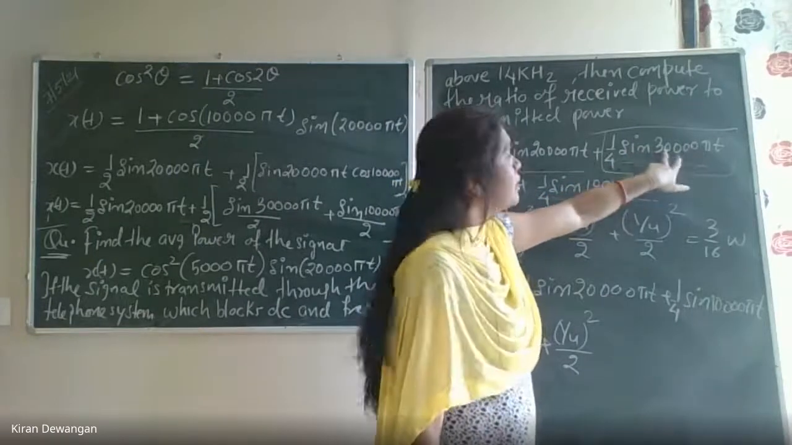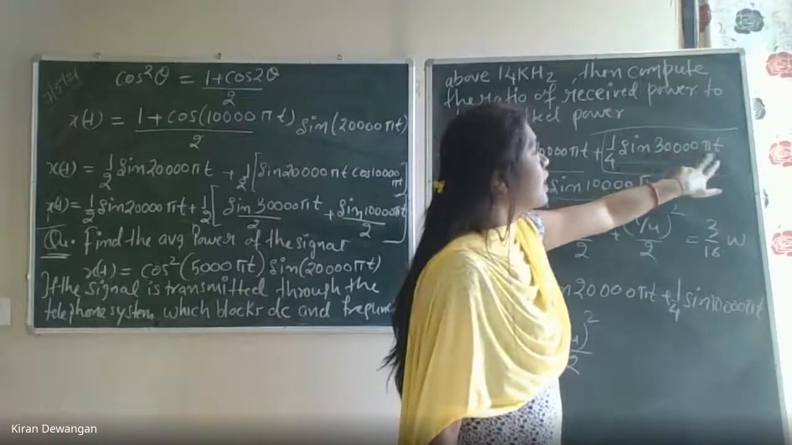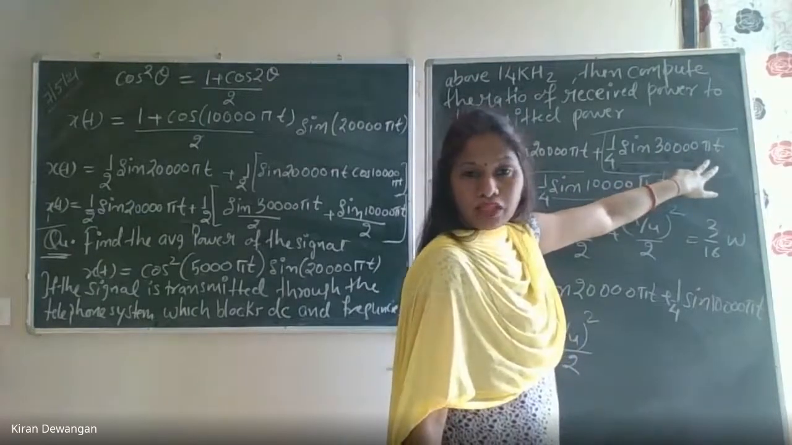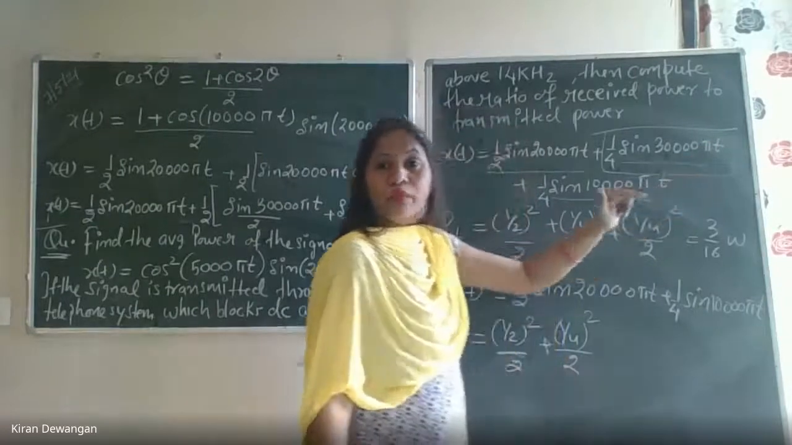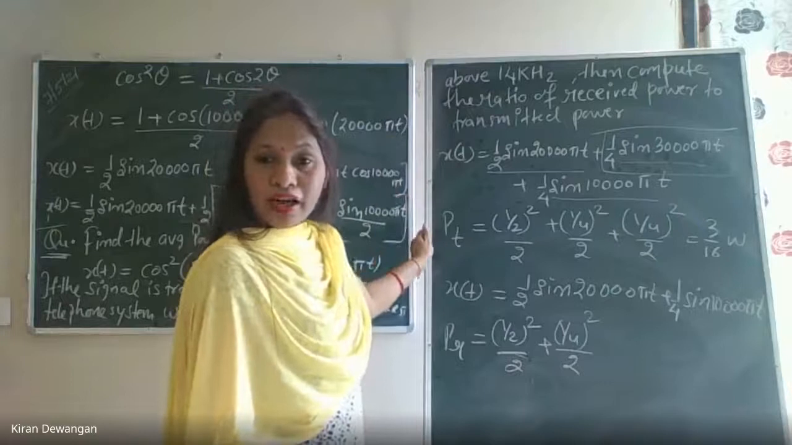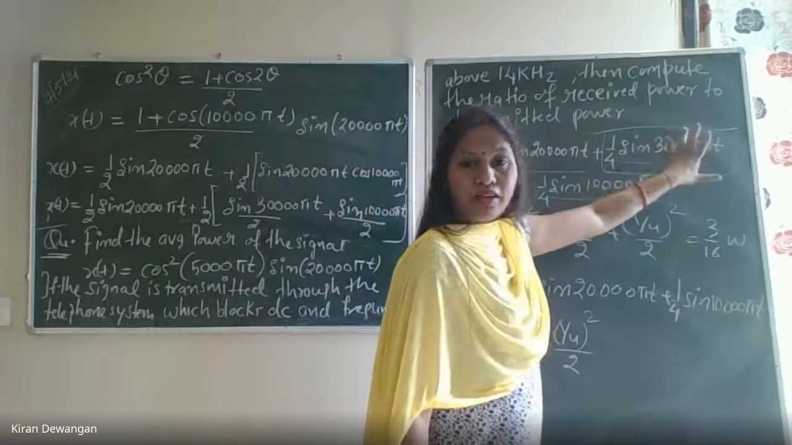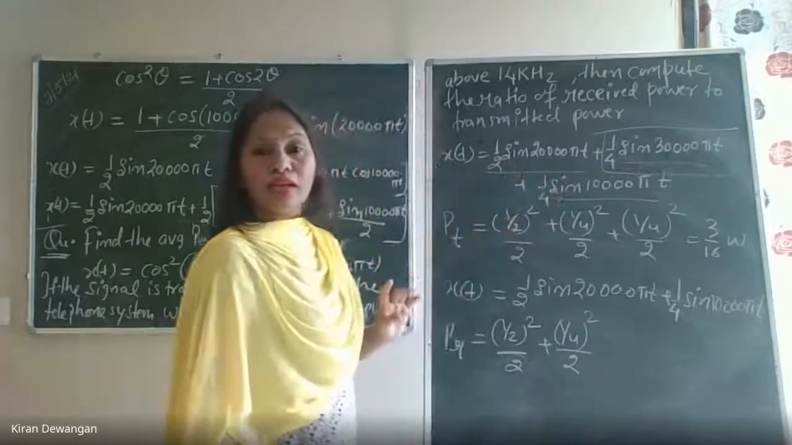ठीक है, omega मतलब क्या है आपका? Omega is 2 pi f. And here it is given 30,000 pi. So 30,000 pi मतलब the frequency value will be 15,000. 15,000 मतलब it is greater than 14k hertz. That's the only reason that only this term will get blocked. सिर्फ ये वाला term block होगा. The rest of the terms will get passed.